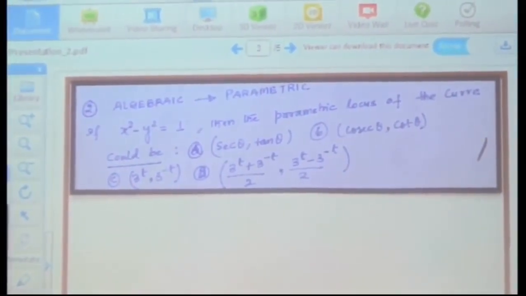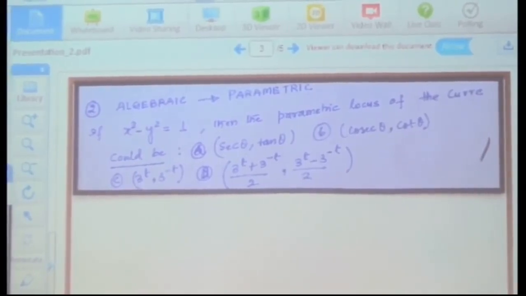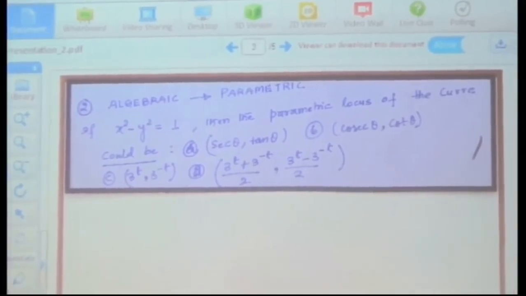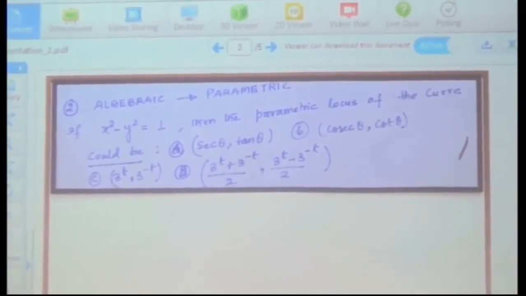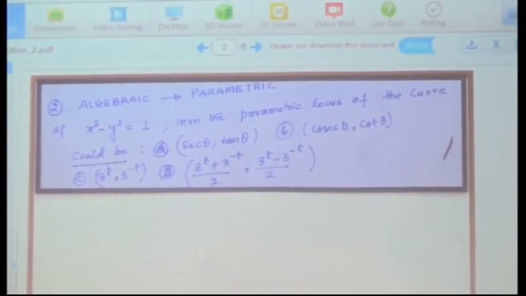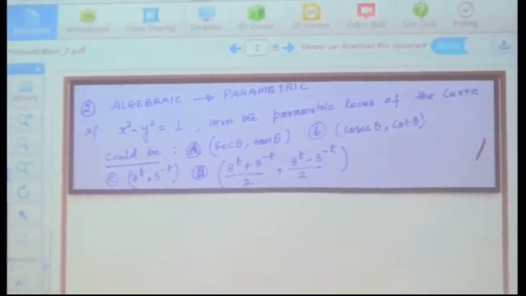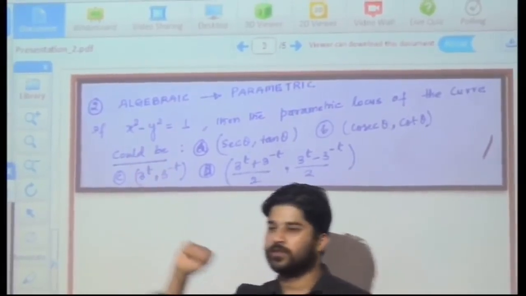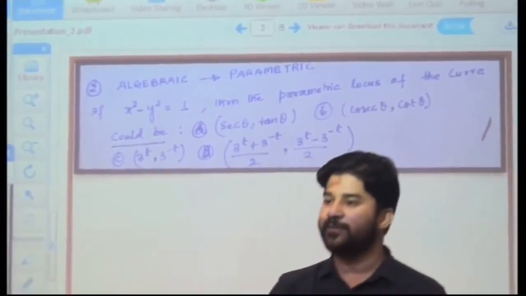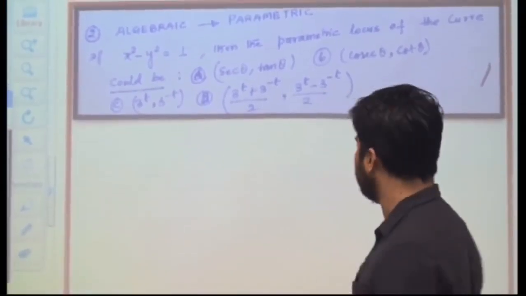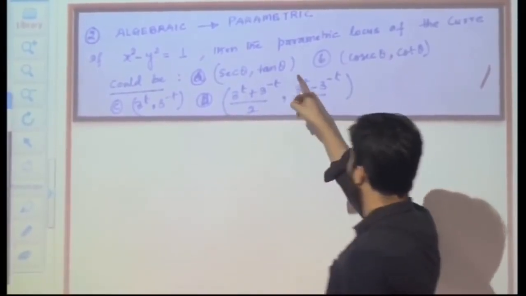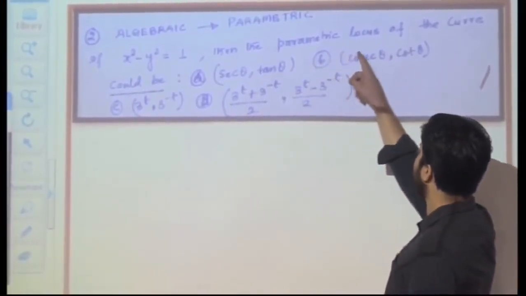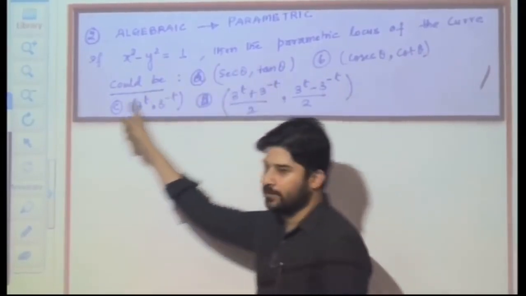There are so many parametric loci for one graph. You have a unique geometric locus, you have a unique algebraic locus, but the parametric locus is not unique, which is very evident in this question. If you see what they have already given you, they have given you the algebraic locus, and then they are asking what the parametric locus of the curve could be.